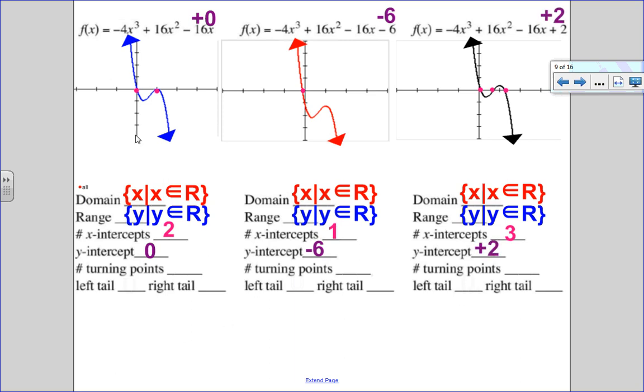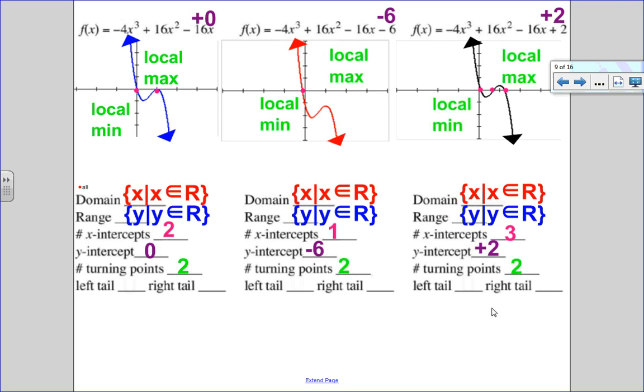Okay, number of turning points. So this one here comes down and turns around and comes back up. So it looks like it has 2 turning points, local max and min. This one here also comes down and has a local min, turns around, has a local max. It has 2 turning points, and so does the last graph.